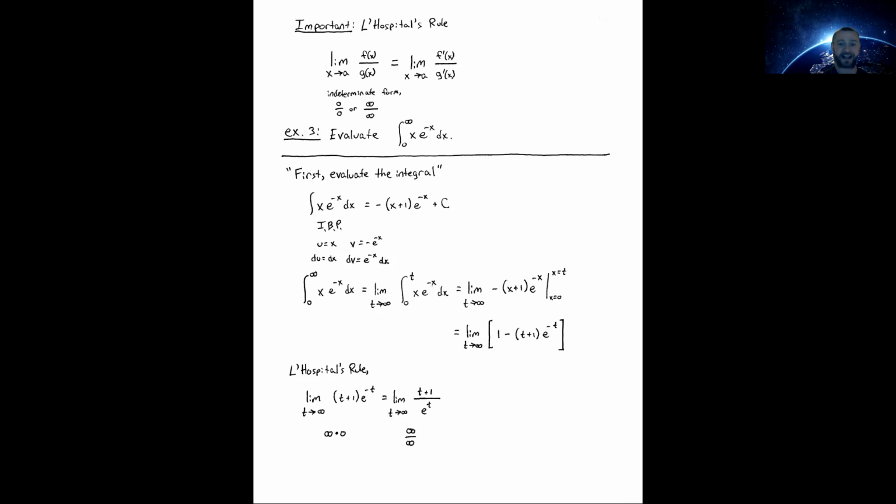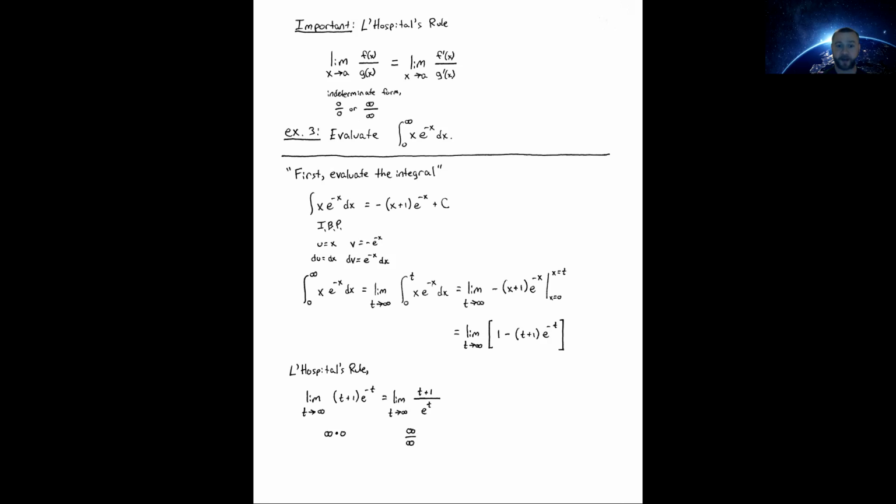All right, it is that limit for the last part, t plus 1 times e to the negative t. That's where we're going to want to apply L'Hopital's rule. As written, t plus 1 times e to the negative t, the t plus 1 part gets bigger towards infinity, but the e to the negative t gets smaller towards 0. So we do get an indeterminate form here. The indeterminate form is infinity times 0, but L'Hopital's rule only applies to 0 over 0 or infinity over infinity.